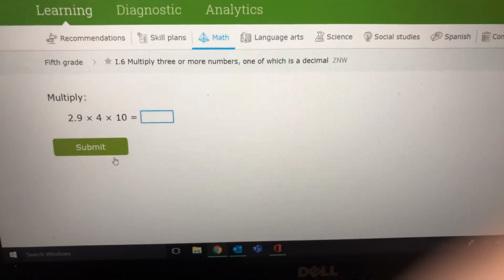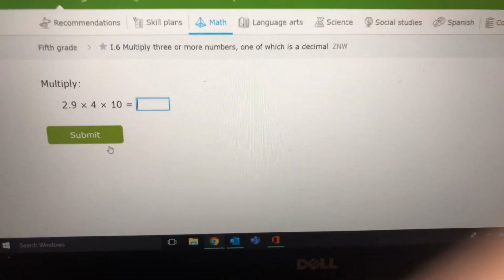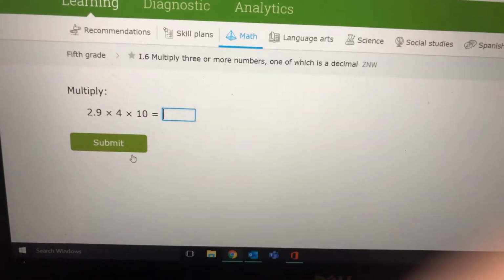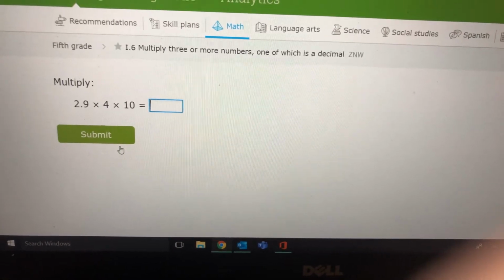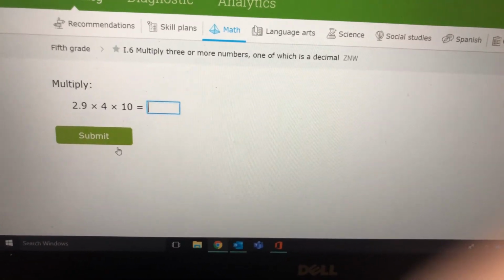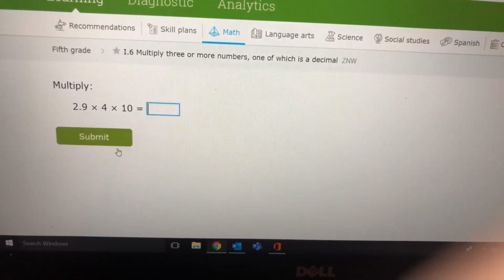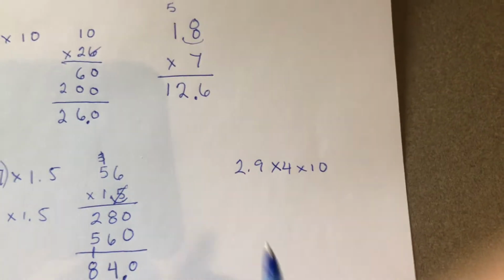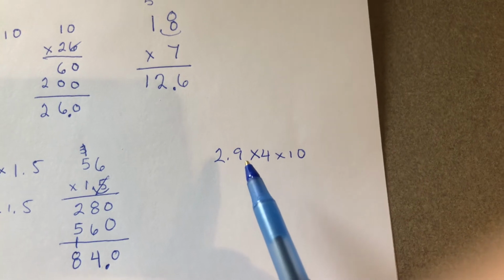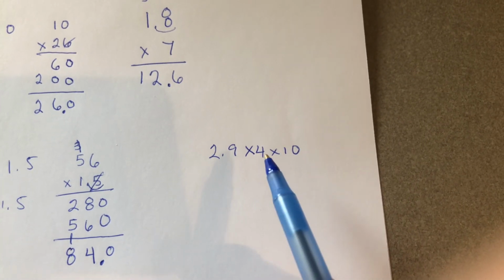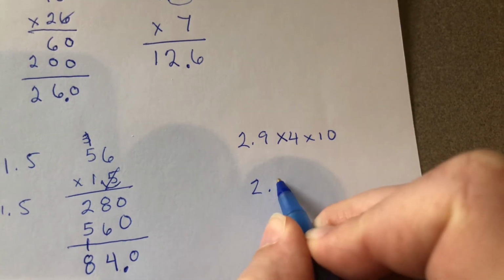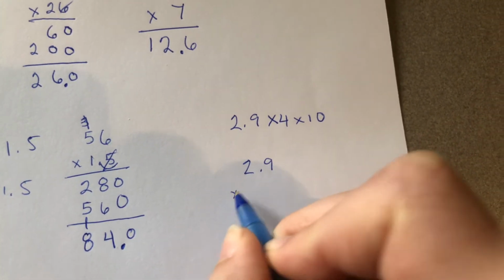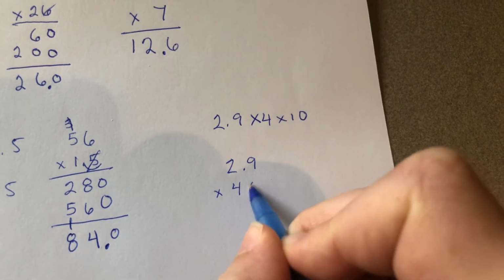All right, next one is 2.9 times 4 times 10. Well, I know 4 times 10 is 40, so I can set this up as 2.9 times 4 times 10. Okay, so here we are. I know 4 times 10 is 40, so I'm just going to write this as 2.9 times 40.